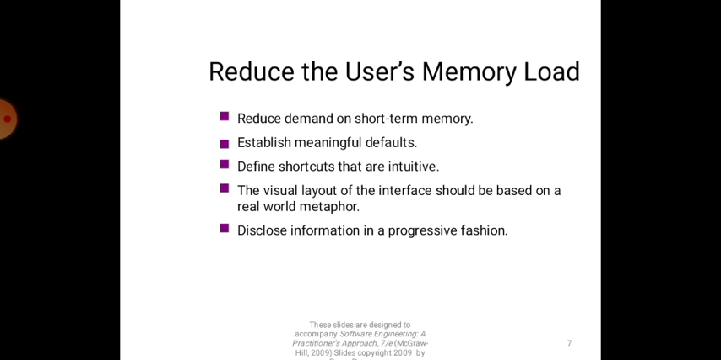And the last point, disclose. Point number 5, disclose information in a progressive fashion. Students, you very well know, okay, if the information is disclosed in a progressive fashion, the user will find it easy to handle. For example, it is mostly practiced in menu driven interfaces.